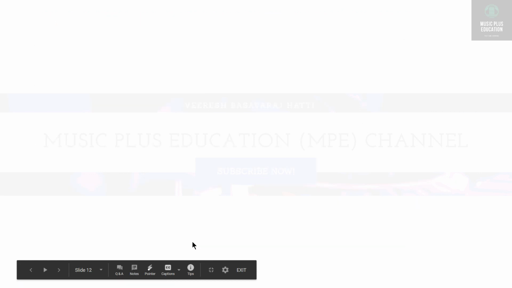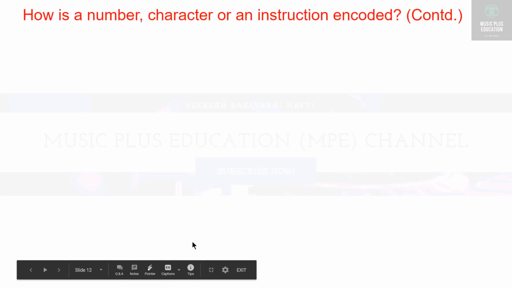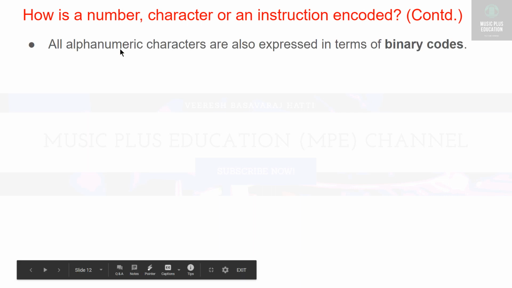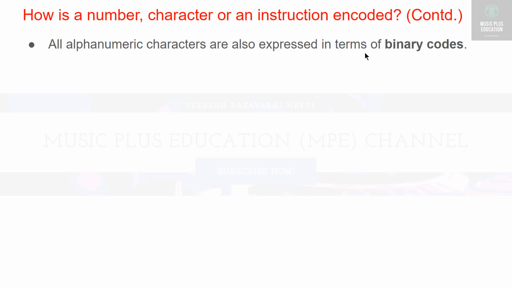This is a continued part. All alphanumeric characters, that is alphabets and numbers, numeric means numbers, are also expressed in terms of binary codes. Several coding schemes have been developed. That is what we have discussed, right?